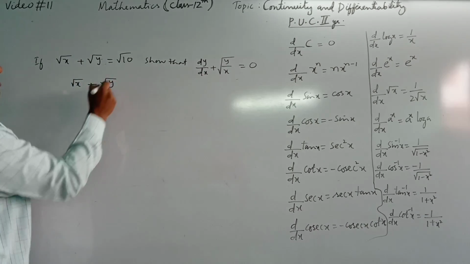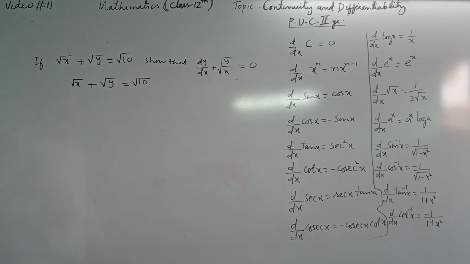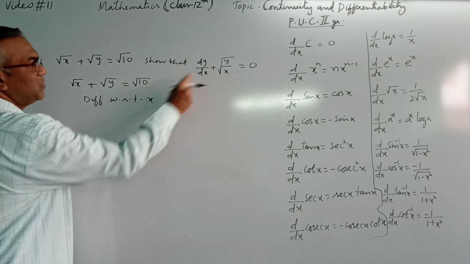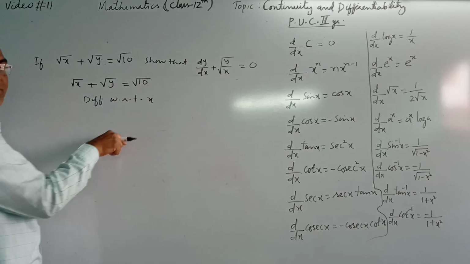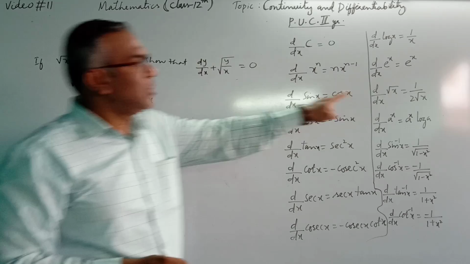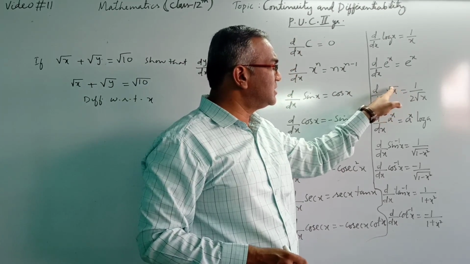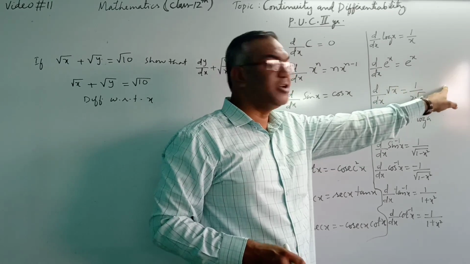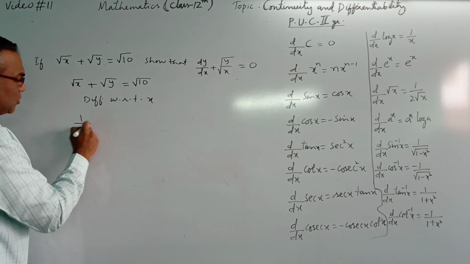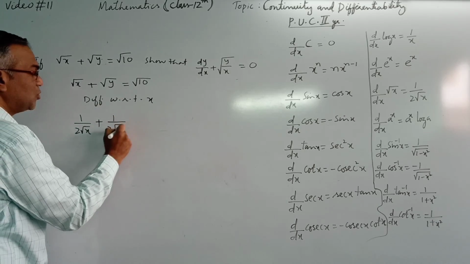So take the given equation: root x plus root y is equal to root 10. Differentiate with respect to x, because we have to get dy by dx, so definitely we have to differentiate. What is the differentiation of root x? 1 by 2 root x. Then in a product we must differentiate x also, but it will be 1, that's why we are not doing it. So differentiation of root x will be 1 by 2 root x, plus what about the differentiation of root y? It will be 1 by 2 root y.